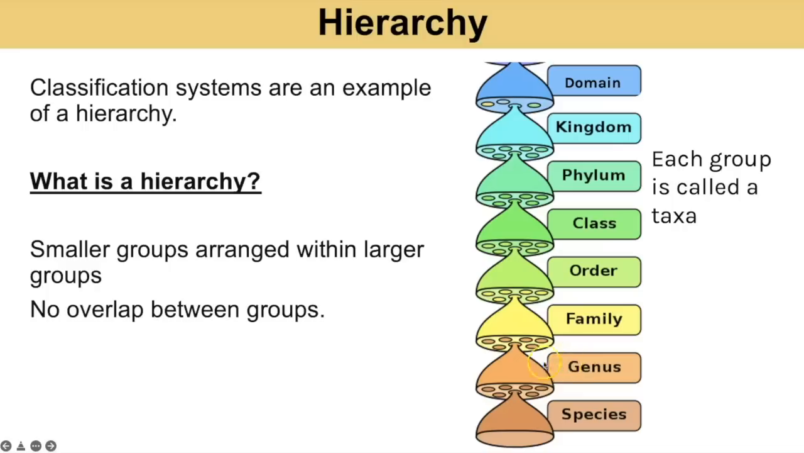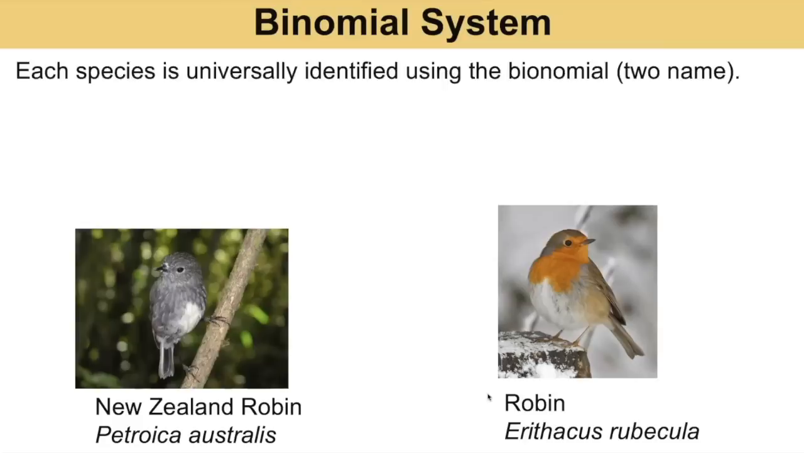And we can see here that within one genus you can have multiple different species. So that is our smaller groups within larger groups. But there's no overlap in those species. They're still distinct groups. The binomial system is a universal way of identifying organisms, and it's using two names.